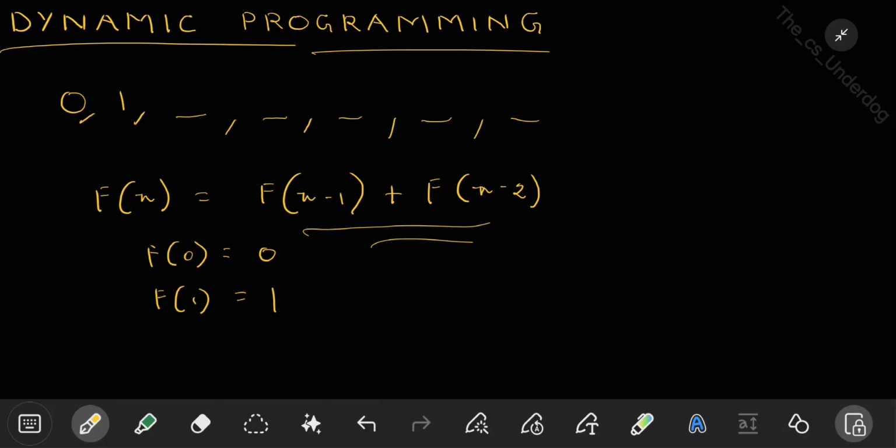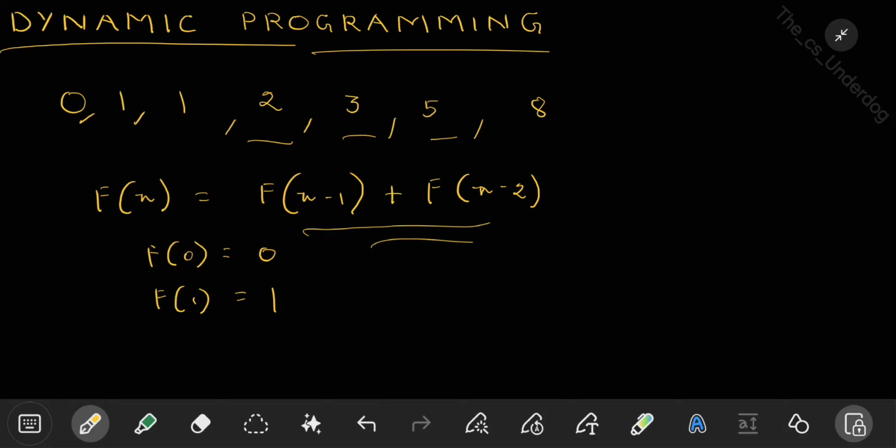So if you want to find the next Fibonacci number, how will you do it? It is 0 plus 1, which is 1. The next one, how do you find it? 1 plus 1 is 2. What about the next? 1 plus 2 is 3. Then 2 plus 3 is 5. Then 3 plus 5 is 8, and so on. So this is how your Fibonacci series goes on.